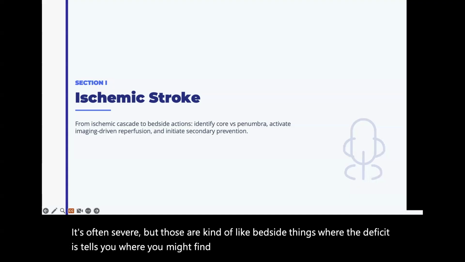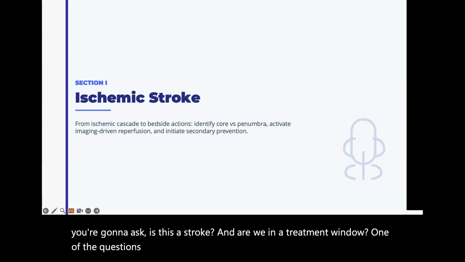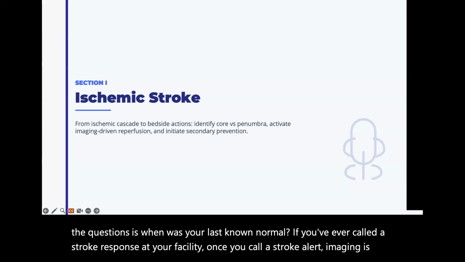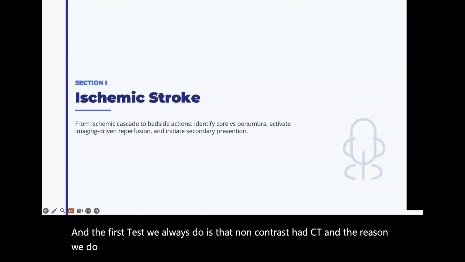And so the other question you're going to ask is: is this a stroke, and are we in a treatment window? One of the questions is, when was your last known normal, if you've ever called a stroke response at your facility? Once you call a stroke alert, imaging is going to guide everything you do thereafter. The first test we always do is a non-contrast head CT. The reason we do that is we're trying to rule out a hemorrhage, because we don't want to be giving thrombolytics to someone who's bleeding.